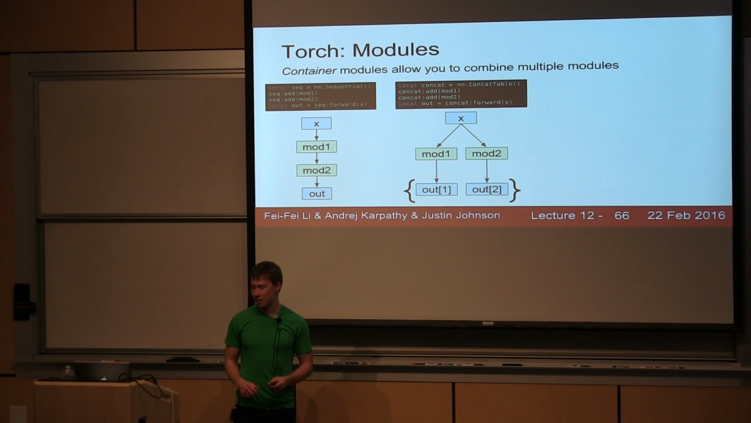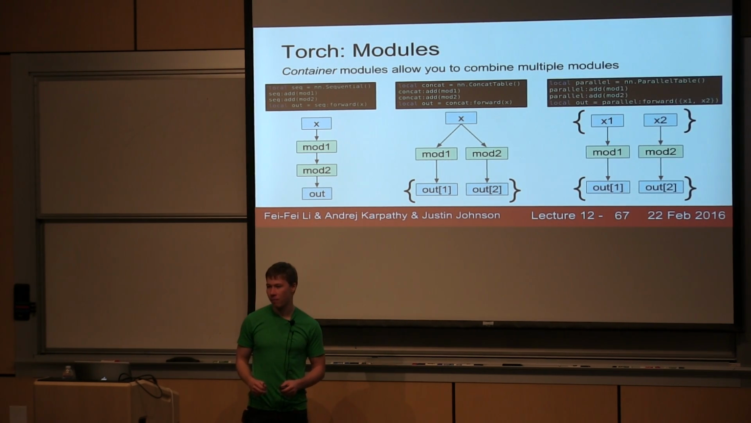Another one you might see is this concat table. So maybe if you have an input and you want to apply two different modules to the same input, then the concat table lets you do that, and you receive the output as a list. Another one you might see is a parallel table. If you have a list of inputs and you want to apply different modules to each element of the list, then you can use a parallel table for that sort of a construction.